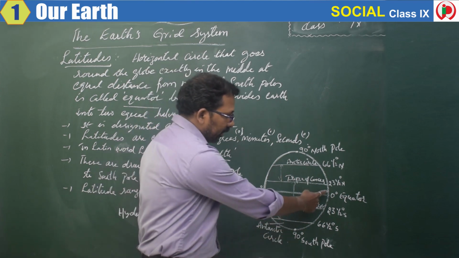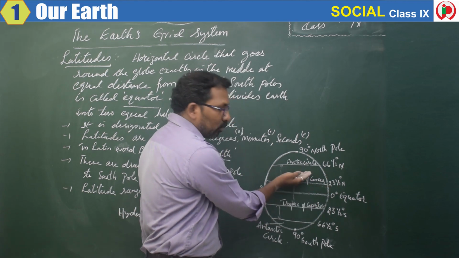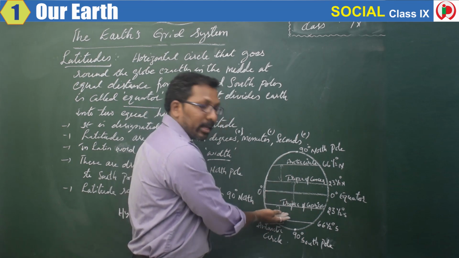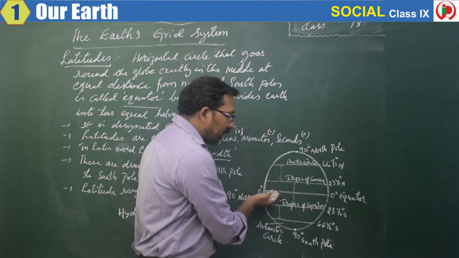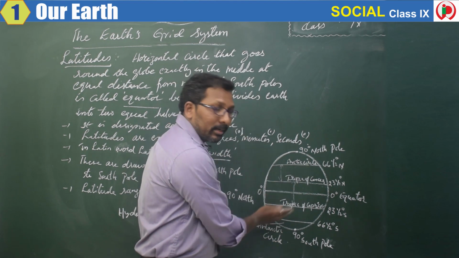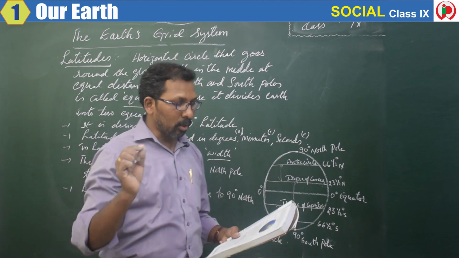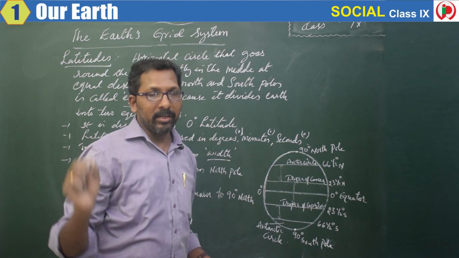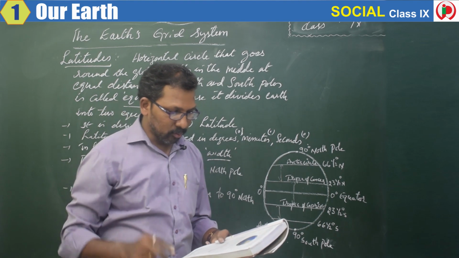Right. So if you see here, I have written 23 degrees north. Why have I written north? Because above the equator is the northern hemisphere. And below the equator, what hemisphere is there? The southern hemisphere. There are continents and countries which come under the northern hemisphere, and continents and countries which come under the southern hemisphere. That's how we have to mention them: 23.5 degrees north, 23.5 degrees south, 90 degrees north, 90 degrees south.